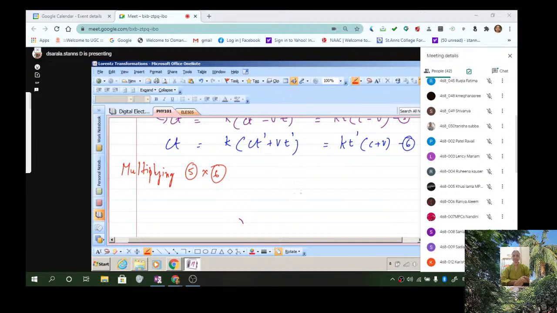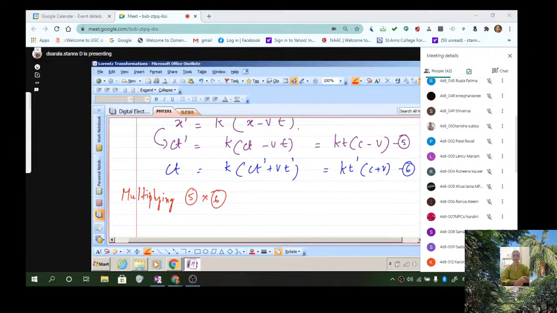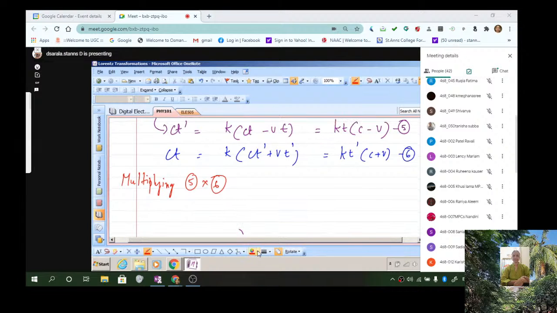So when you multiply these two, what do you get? ct dashed, this is ct dashed, isn't it? And ct dashed. So what do I get? c square t t dash is equal to k into k square, (c minus v) into (c plus v), (c plus v) into (c minus v), c square minus v square t t dashed. Isn't it? I am just multiplying 5 and 6.